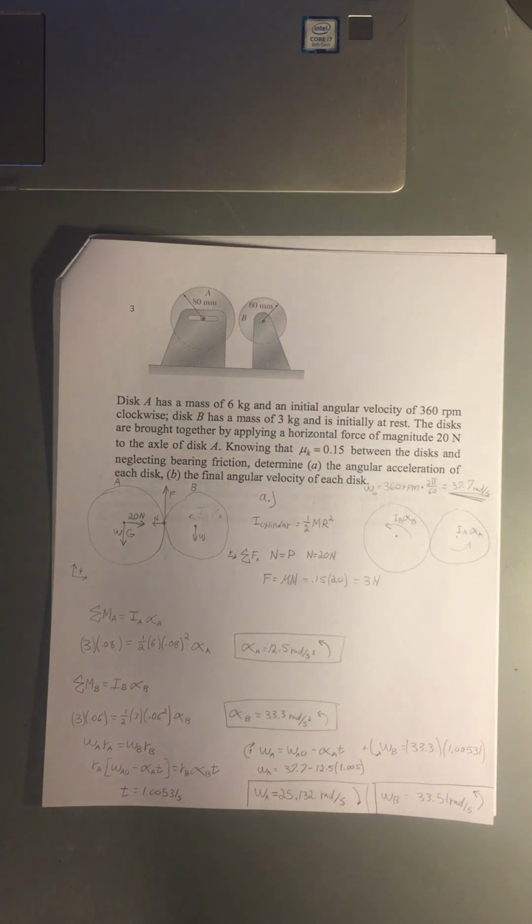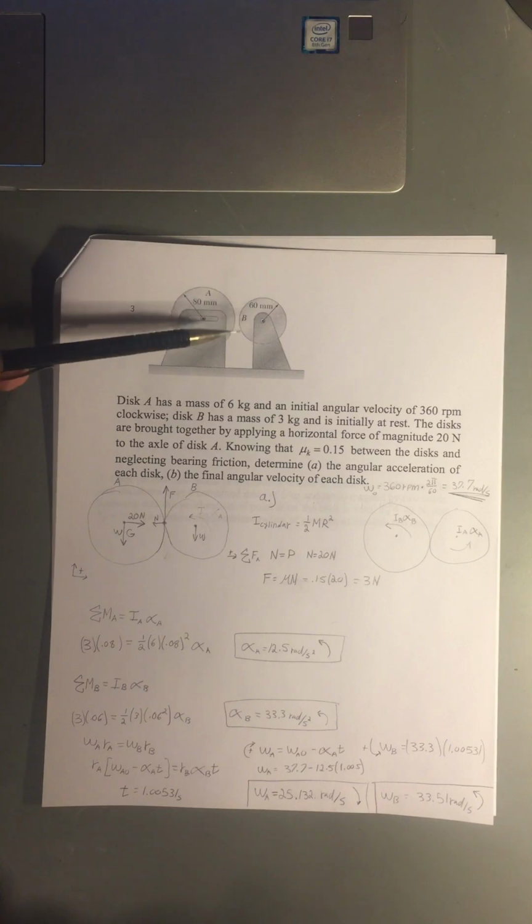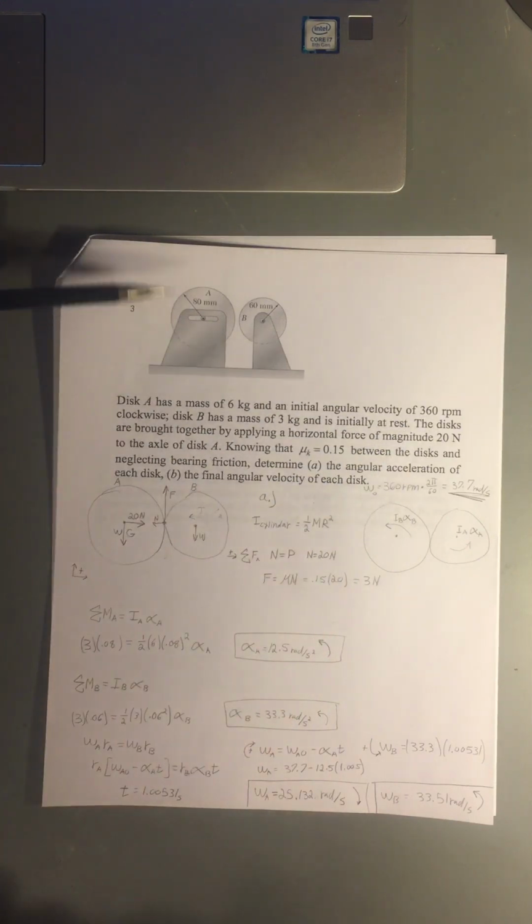Okay, this is problem number 3. On this problem, we have these two disks here, and we're told that there's a force that pushes disk A into disk B until they contact each other here in the middle. And initially, disk B here is at rest, and disk A has an initial angular velocity of 360 RPM.